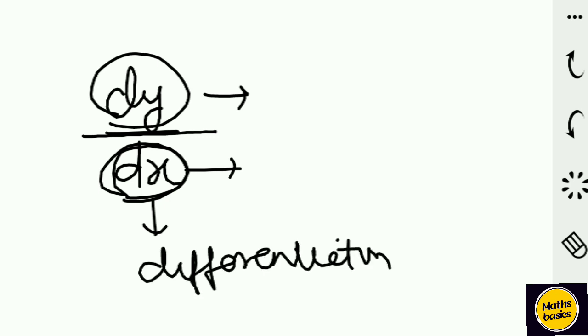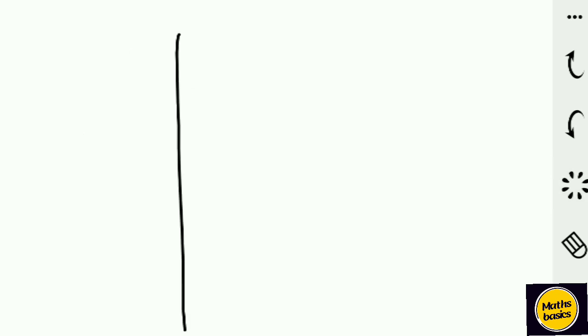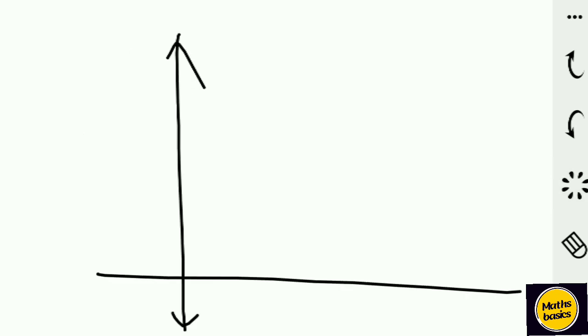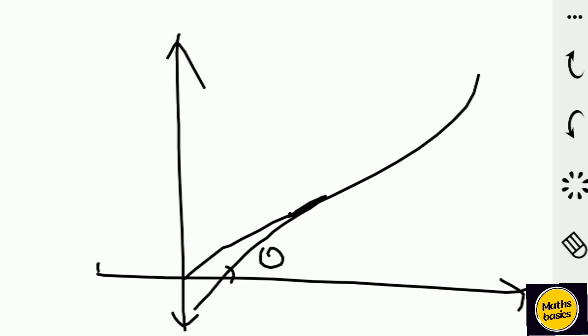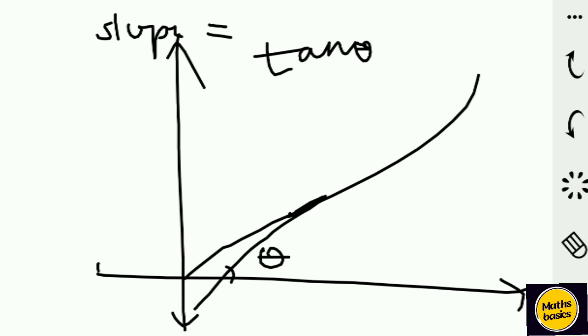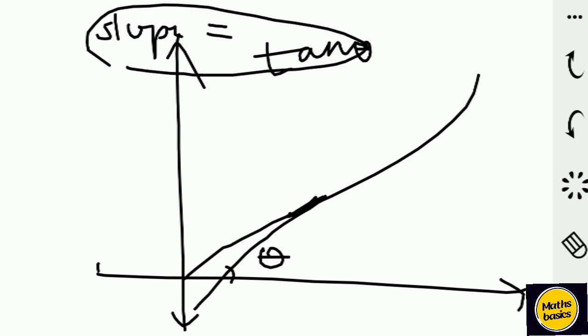Now we will see it graphically. Graphically, if we have a curve like this, then the points that lie on the same tangent will have the same theta, meaning the same angle. So if you have the same theta, then the slope formula is slope equals tan theta. So you will have the same slope for these points on the curve. So dy by dx is nothing but the slope.